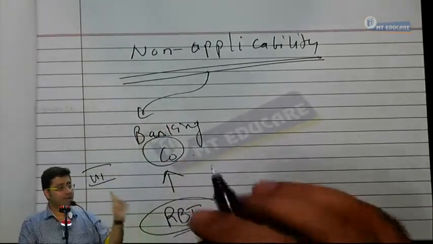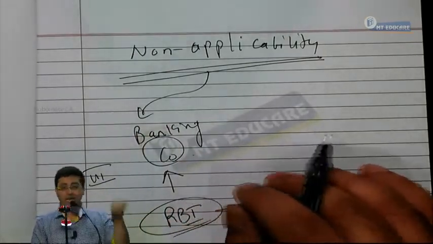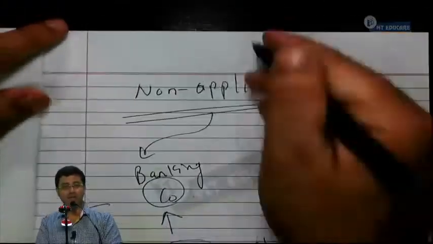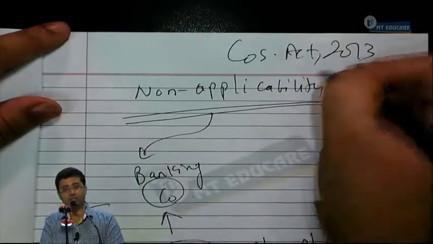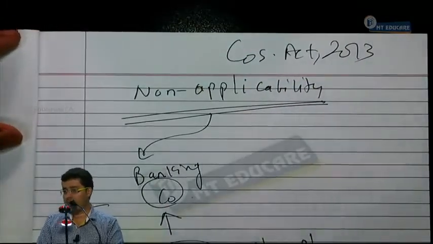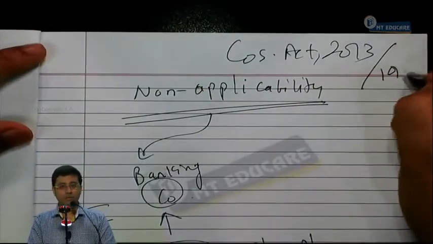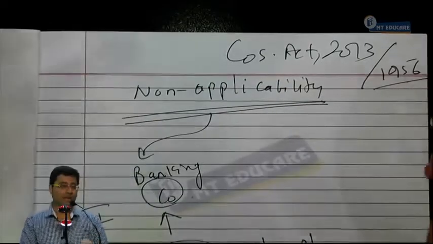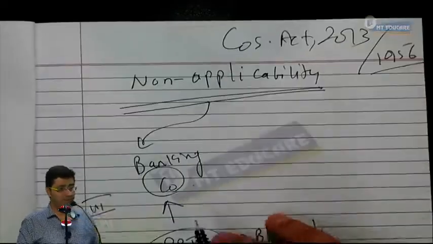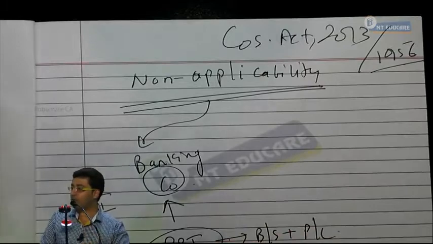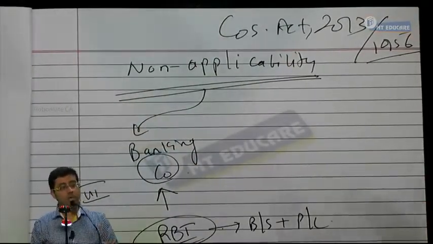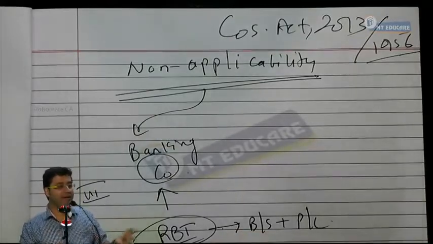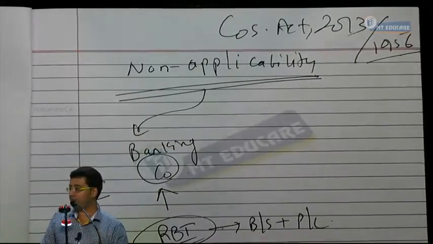So CARO is only applicable to those companies which are incorporated and registered under the Companies Act. Earlier it was 1956, now it is 2013. So 1956 or 2013, if you are registered as a company, only then you shall prepare a CARO for that company. So if you are an auditor of a bank, would you prepare a CARO report for a bank? Answer is no, because there is nowhere written in the banking regulations that a banking company has to prepare a CARO report.